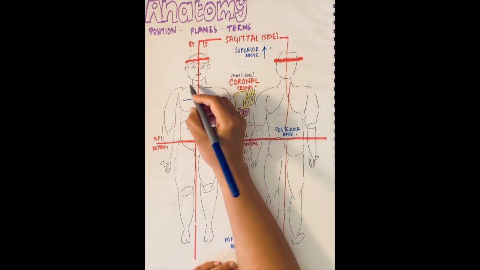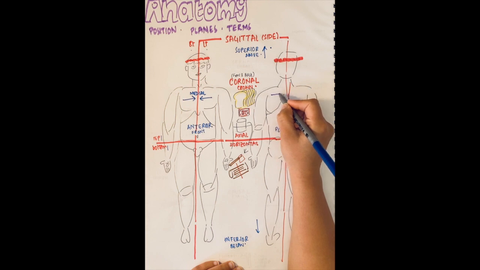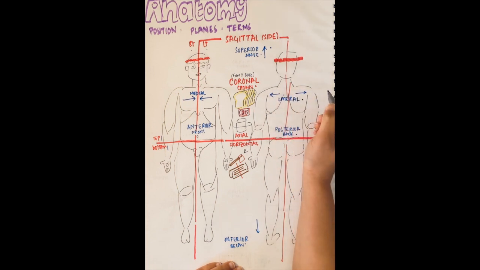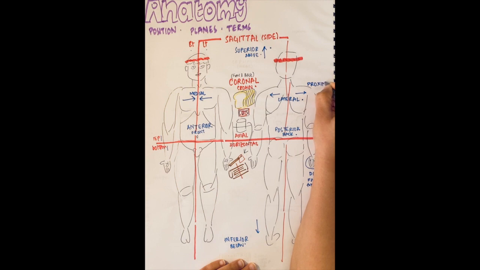Next, if something is pointing towards the midline, it's called medial, and if something is away from the midline, it's described as lateral. Something can be far away from its origin, or distal, and something can be close to its origin, or proximal.